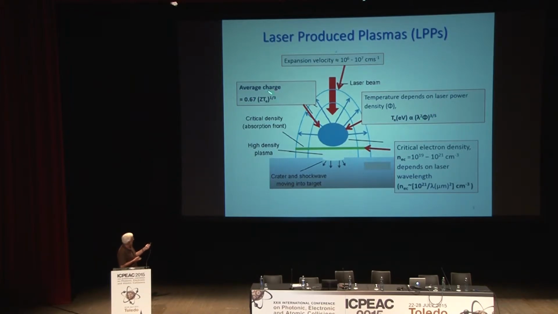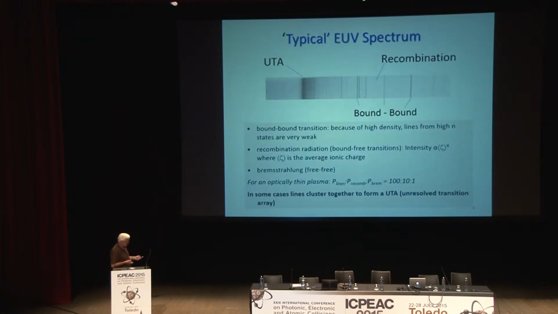And then the average ionization stage that you end up with is determined by the atomic number of the target and the electron temperature. So basically, the higher the power density, the higher the temperature and the higher the ion stage. And because the densities can be very large, opacity can be a major issue. So if you're trying to build a source, the big challenge usually is radiation transport, and I'll come back to that in a moment. So what does a typical spectrum look like?